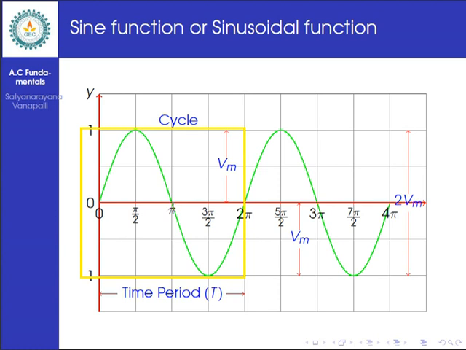After theta value greater than 2 pi, the same positive and negative values are getting repeated. So if the theta value is greater than 0 and less than 2 pi, the sine contains a set of complete positive values and complete negative values. That is the reason why this particular part of the waveform is known as a cycle.